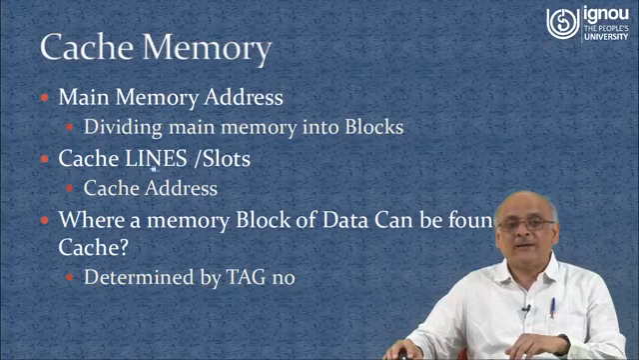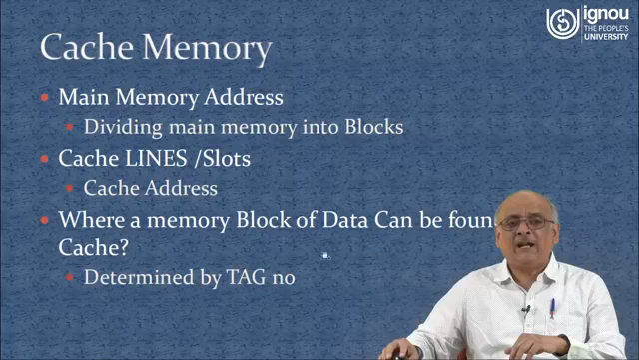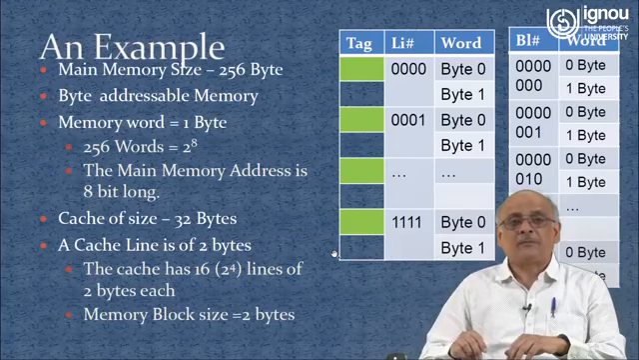Then cache memory has lines or slots, and there is a cache address associated with each cache line also. Just as the main memory has an address, a cache line will also have an address, along with a memory block of data. So in one line of cache there will be a block of data of memory, and which block is there is determined by the tag number.